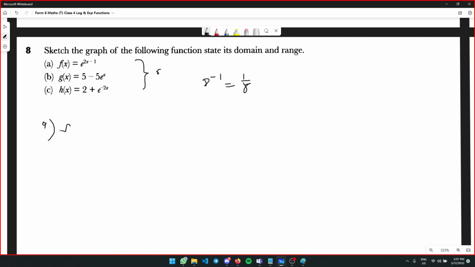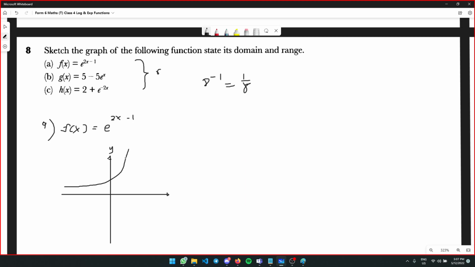So how does it start? f(x) equals e^(2x) minus 1. Okay, so the e graph, just the natural number graph, will always look something like this. It will always go up. Oh, sorry, I muted myself. Okay, so the e graph will always look something like this. It will always go up.